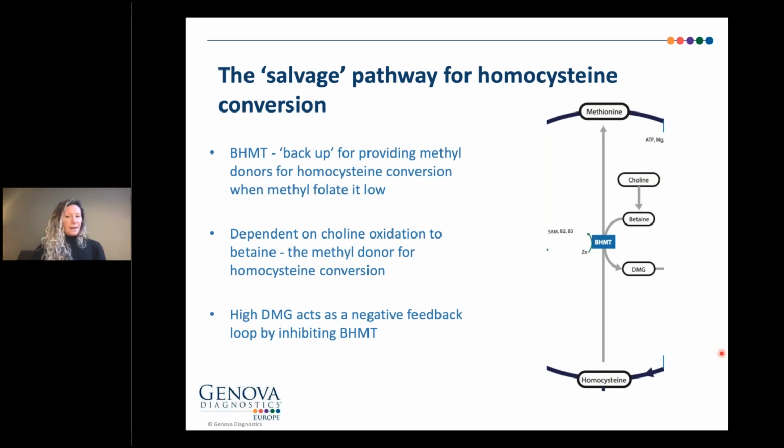And as you can see, this pathway is dependent on choline oxidation to betaine, which is just here. And then betaine is used as a methyl donor to convert homocysteine to methionine via the BHMT pathway. As you can see, zinc is also a cofactor for this enzyme to function optimally. As you can also see, the product of the BHMT pathway is DMG. So once betaine has donated its methyl group to the BHMT enzyme, it becomes DMG. And when DMG is elevated, this can act as a negative feedback loop by inhibiting BHMT.